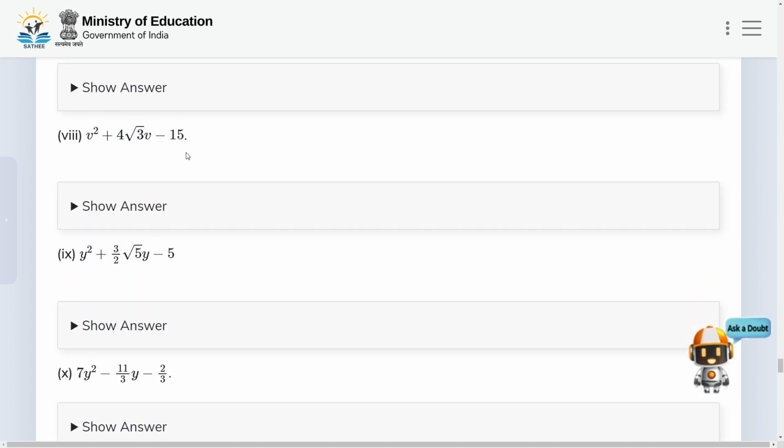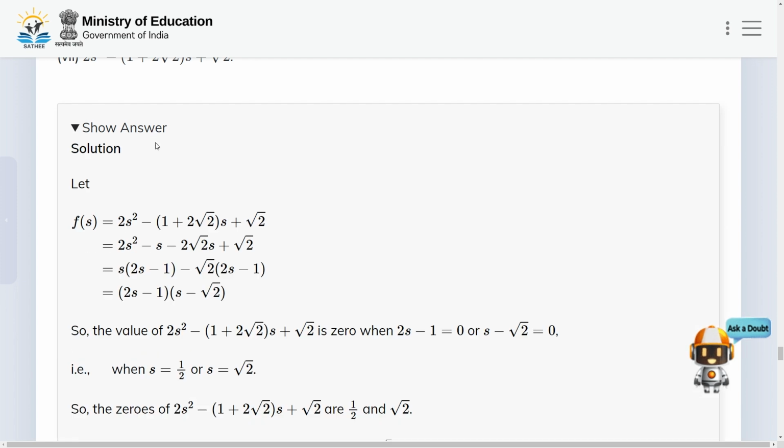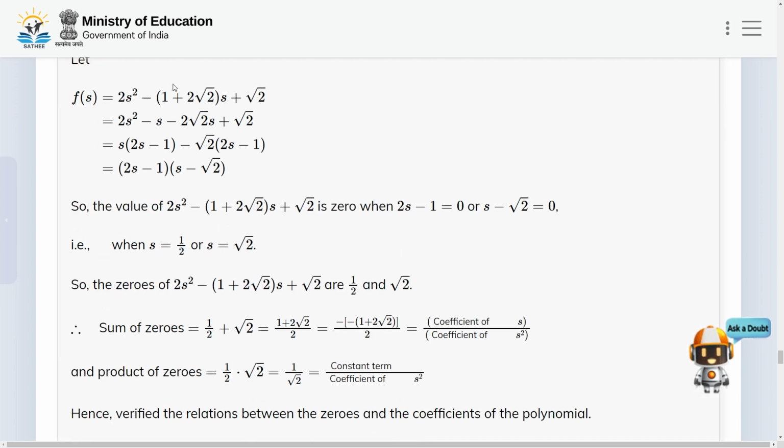Now let us see question number 7. In question number 7, we have the quadratic polynomial 2s² - (1 + 2√2)s + √2. Let us see the answer. First let f(s) = 2s² - (1 + 2√2)s + √2. This is equal to 2s² - s - 2√2s + √2, and this is equal to s(2s - 1) - √2(2s - 1), and this is equal to (2s - 1)(s - √2).